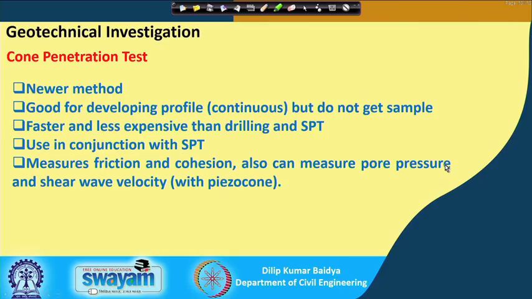So, I have mentioned that there are some corrections, and perhaps the most important correction is the overburden correction, and how to apply the overburden correction, that I have also shown through an application. Now, I will discuss some other technique, and that is the cone penetration test.